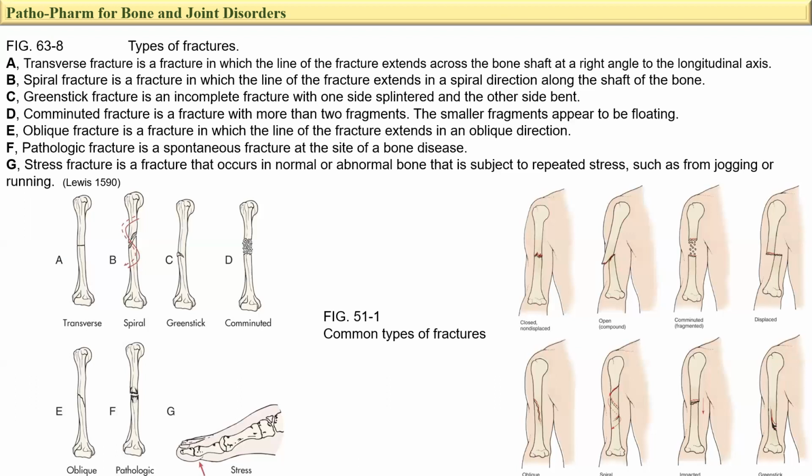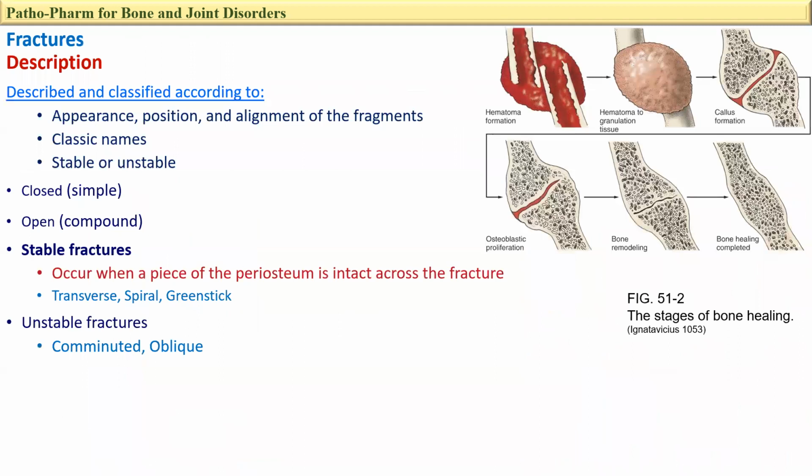And then we have the stress fractures. The stress fractures occur in normal or abnormal bone that is subject to repeated stress, repetitive motion, and stress on the joint, on the bone, could result in what's called stress fracture. Most of that is usually in the lower extremity, in the foot.